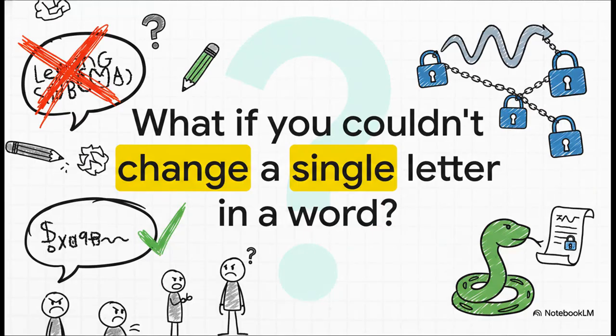Okay, imagine this. You write a word down on a piece of paper, and then you spot a typo. But what if you couldn't erase just that one letter? What if you had to throw out the whole piece of paper and start all over again? Sounds kind of weird, right? Well, that is exactly how the most common data type in all of Python actually works.